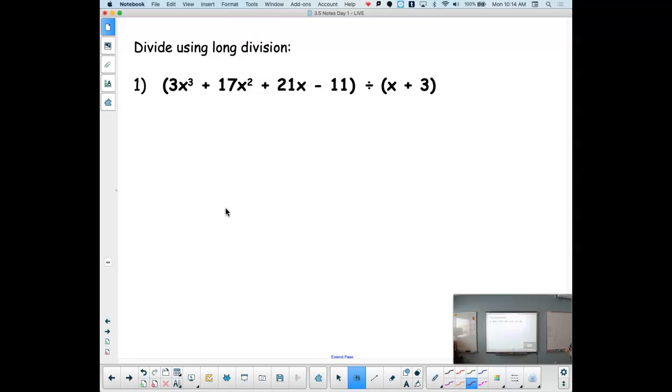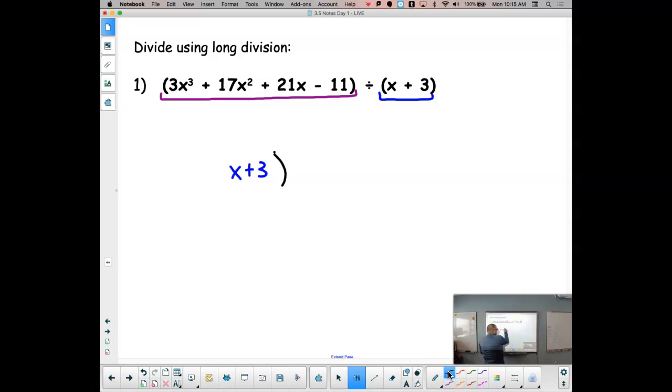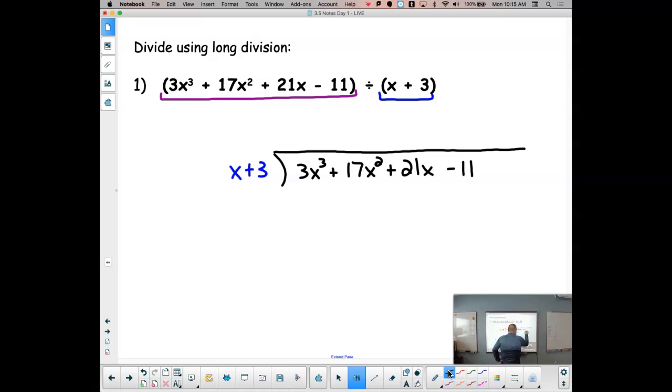Okay? So again, same setup as we just had. The dividend, right there. The divisor, or if you wanted to say divisor and divisee, I'm fine with that. I really don't care about those two terms. But what comes after the division symbol is what goes on the outside. Let's see. 3x cubed plus 17x squared plus 21x minus 11.